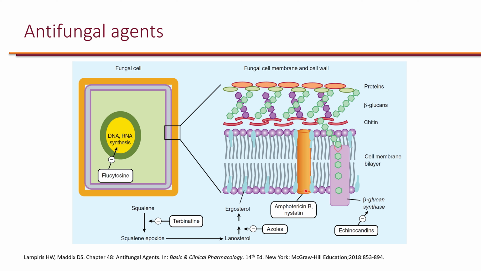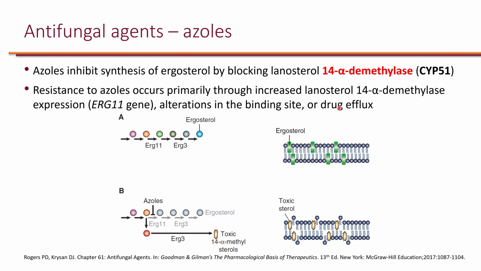There are agents that actually cause a pore inside the cell membrane and cause wasting of various electrolytes, leading to cell death. And we have agents that prevent synthesis of beta-glucan, which is also important in the cell membrane. And they are important in the structure of the cell wall. So beta-glucans are components of the cell wall.